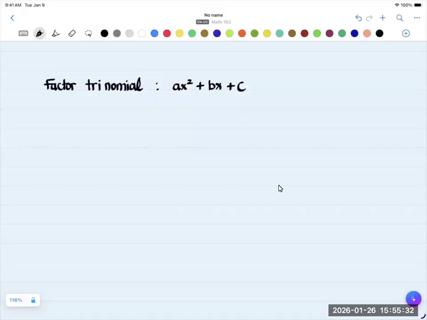All right, everyone, we're gonna do the factor trinomial where you have ax squared plus bx plus c. We're gonna take a look at the first case where a is equal to 1, okay? When a is equal to 1, you will not need the factor by grouping step.